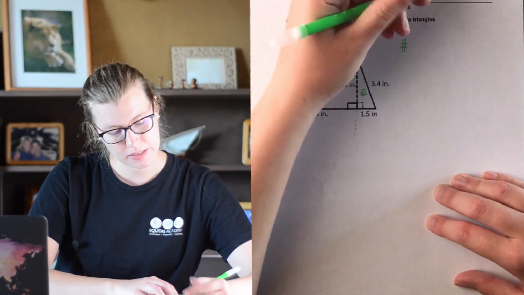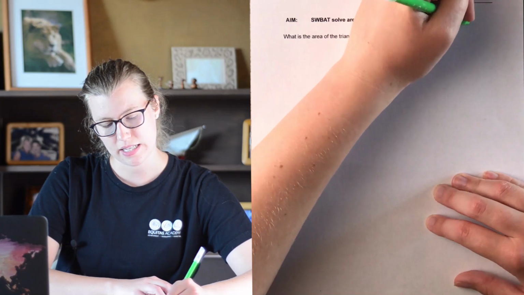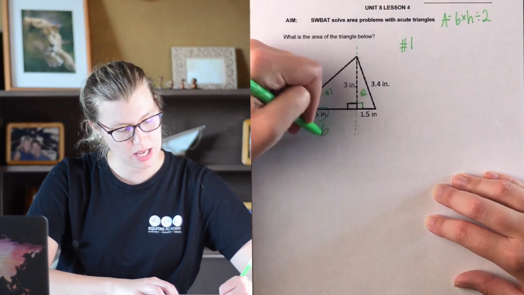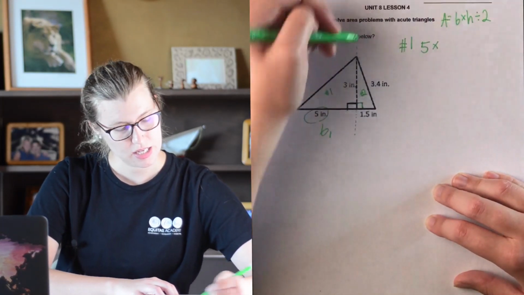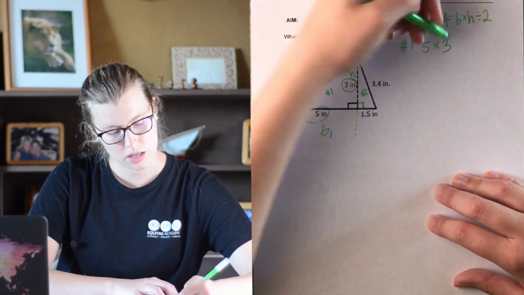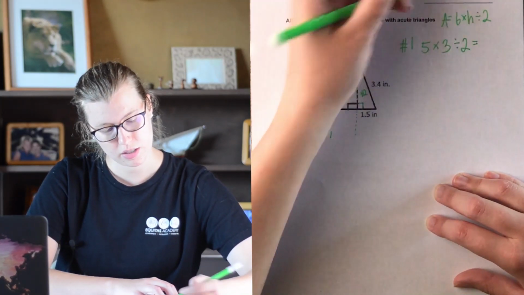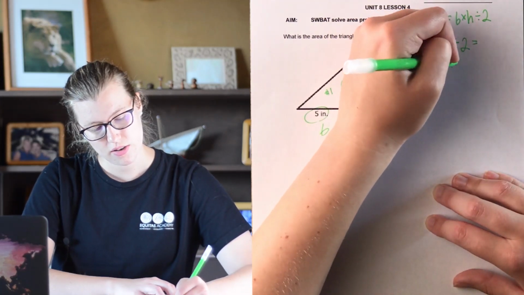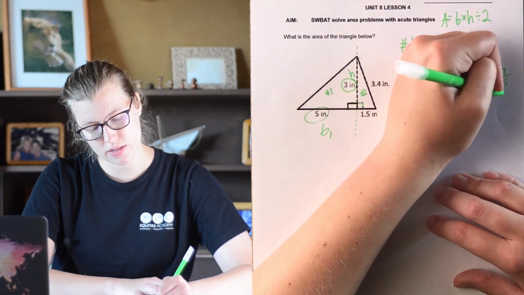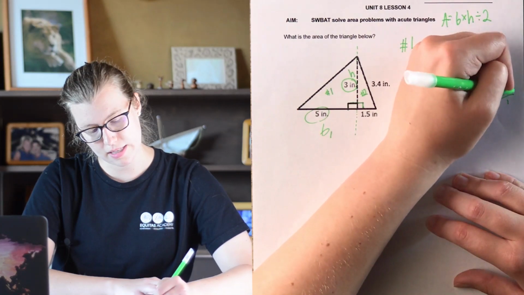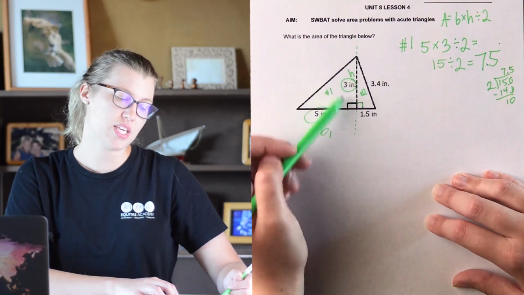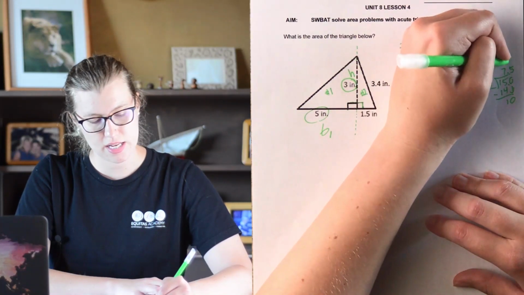So number 1, I need to remember my area formula equals base times height divided by 2. So number 1 triangle, I have a base of 5 times my height right here, I can see it's where my right angle is, 3. And then I'm going to divide that by 2. So 5 times 3 is 15. 15 divided by 2. Yes, I'm going to get a decimal. Well, 2 times 7 is 14. I'm left with 1. I'm going to add that decimal, then it's 10, so 7.5. So my area for this number 1 triangle is 7.5 inches squared.